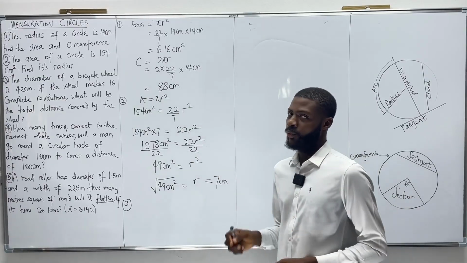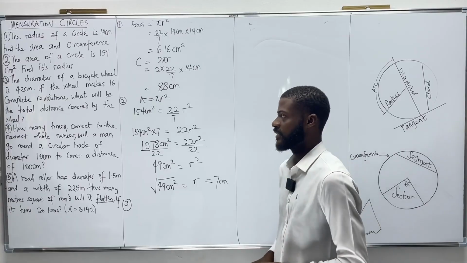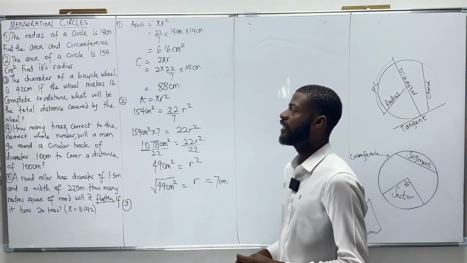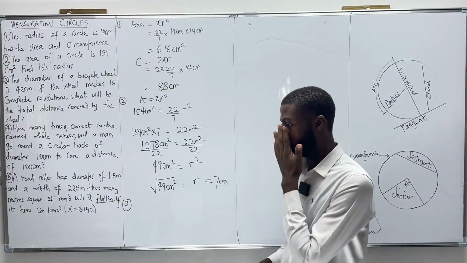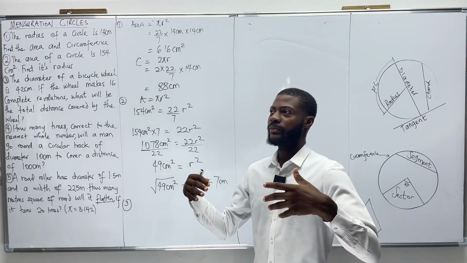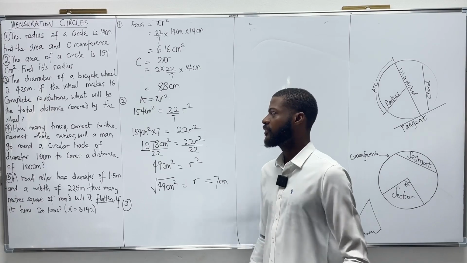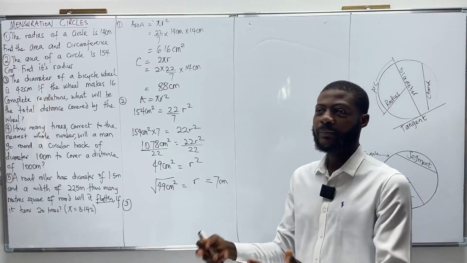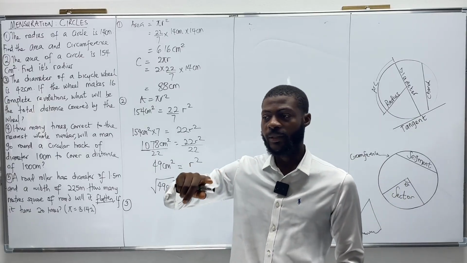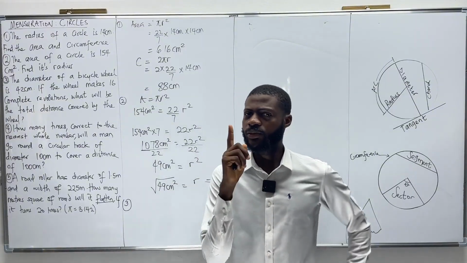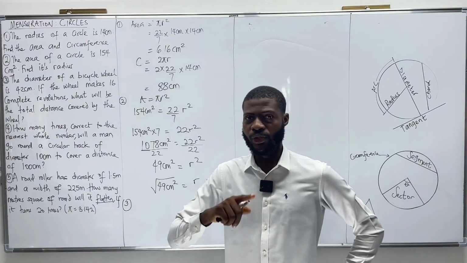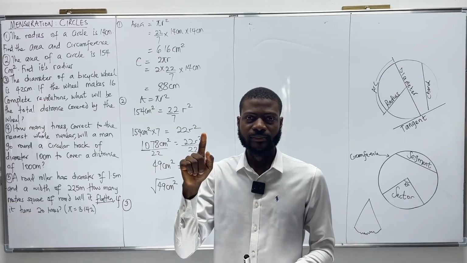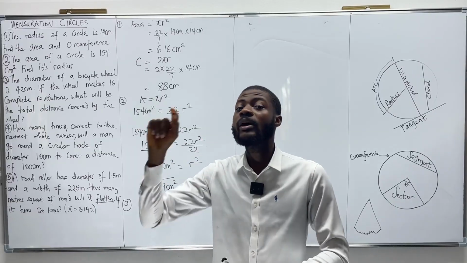That's number 3. The diameter of a bicycle wheel is 42 centimeters. If the wheel makes 16 complete revolutions, what will be the total distance covered by the wheel? Okay, so you have a bicycle. You want to ride somewhere, maybe to school. We ride bicycles. So when you ride the bicycle, if the wheel turns once, you've actually turned one circumference. One revolution is one movement around the outline of the shape. So that's what one revolution is.